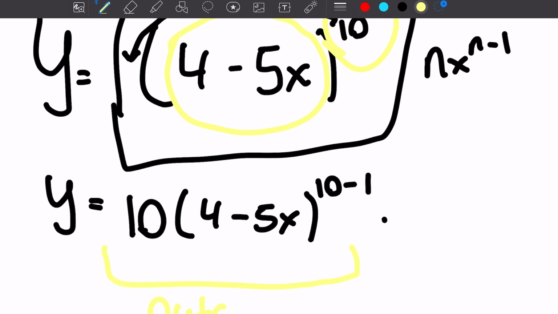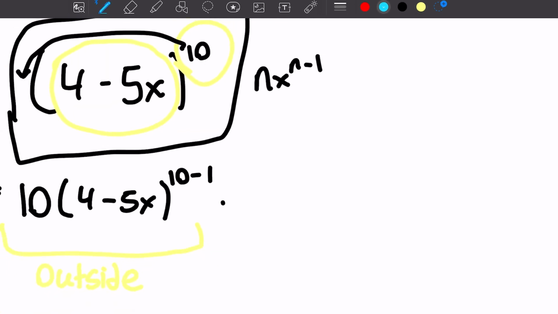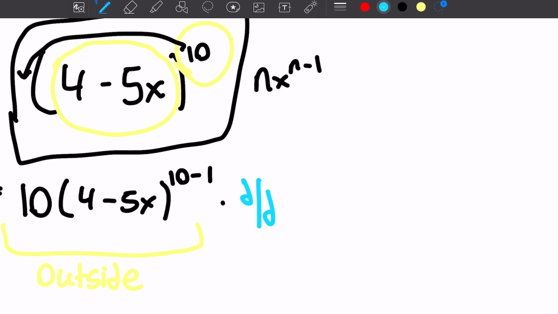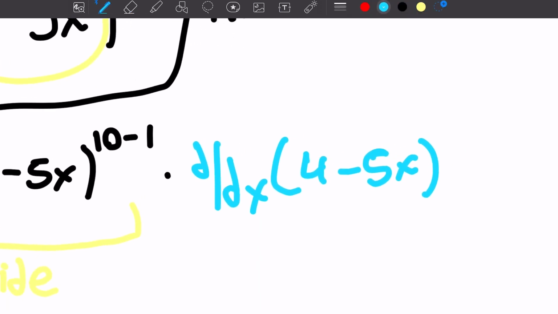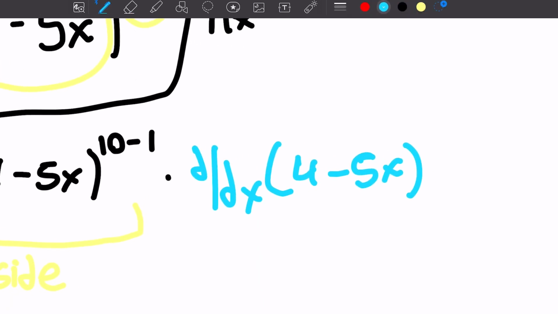Now, the derivative of the inside, we know that the derivative of 4, or any constant, is 0. The constant can be 4, 5, 6, pi, it doesn't matter, it's 0. And the derivative of minus 5x, sorry, is just minus 5. If it was minus 5 without the x, it would just be 0 as well. So yeah, the derivative is minus 5.